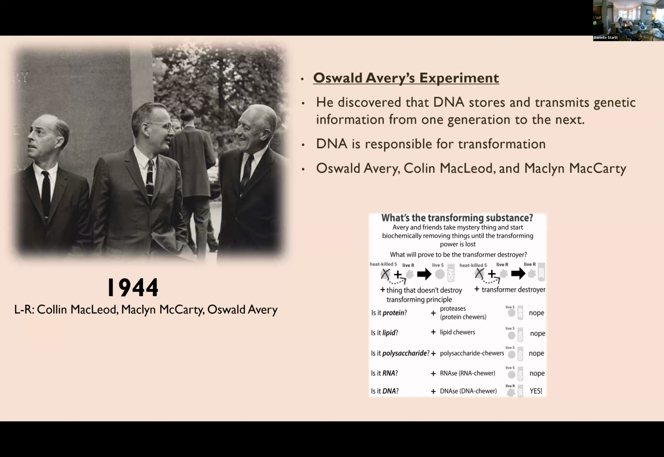And then next we get to the 1940s, and they call this Oswald Avery's experiment, but it was really three guys: Colin MacLeod, Maclyn McCarty, and Oswald Avery. So we have some Scotsmen in here, right? They discovered that DNA stores and transmits genetic information from one generation to the next. They decided that DNA is responsible for that transformation. So they were able to look at the things that make up our cells and find a molecule in it that they think is responsible for transmitting that genetic information, those traits.